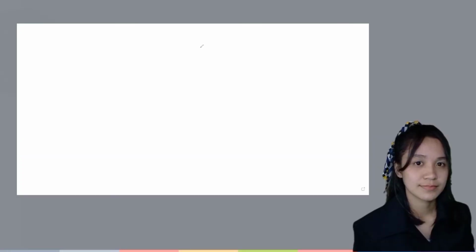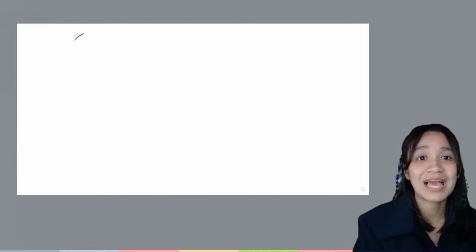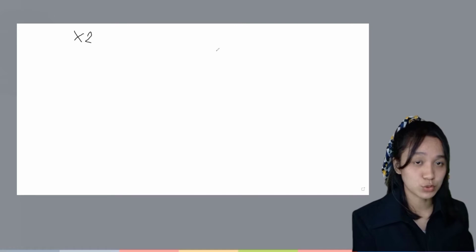Let's proceed in knowing the decimal value of binary numbers. Why is it important to know the decimal value of binary numbers? Because it will help us to check if our answer is correct.